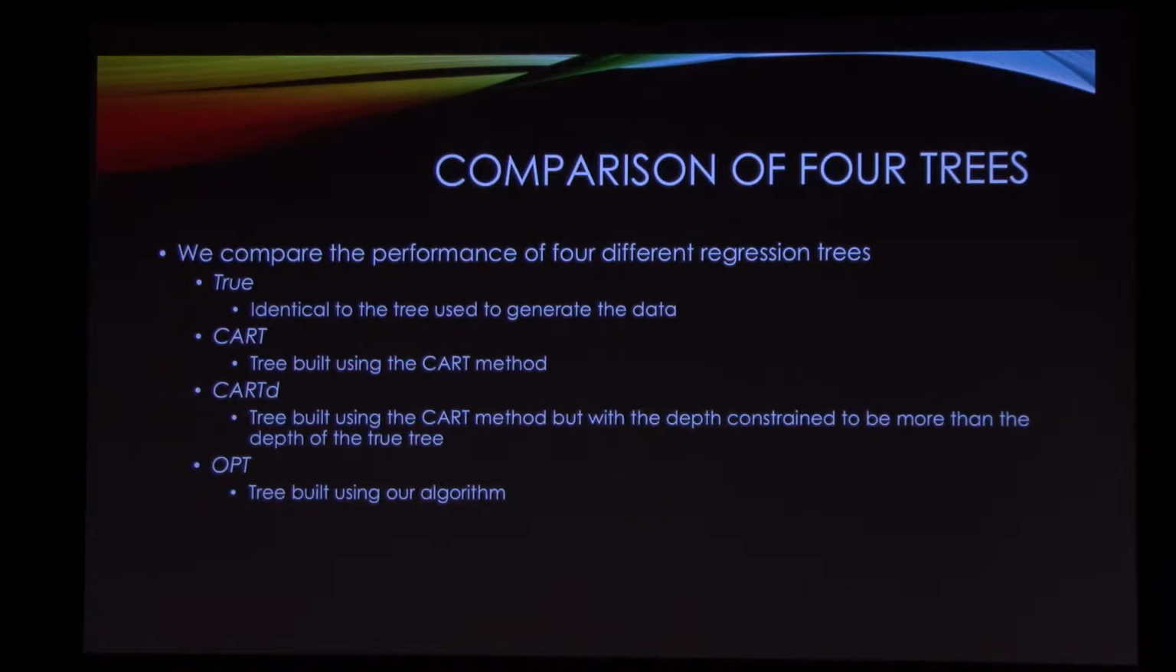In the results that I'll show soon, we compare 4 different trees. So we look at the true tree, which is the tree that we created to create the data set. We look at CART, which is the tree built using the CART method, CART-D, which is the tree built using the CART method, but with a restricted depth. So we restrict the depth of CART, and we don't want CART to be too large. And then OPT, which is the tree built using our algorithm.